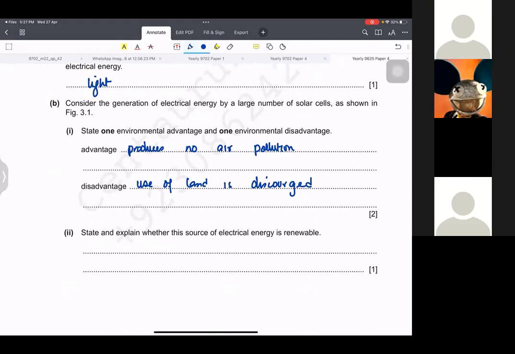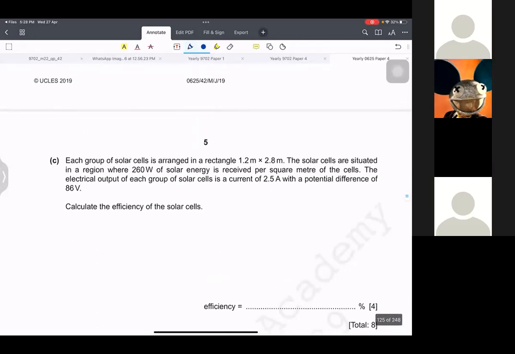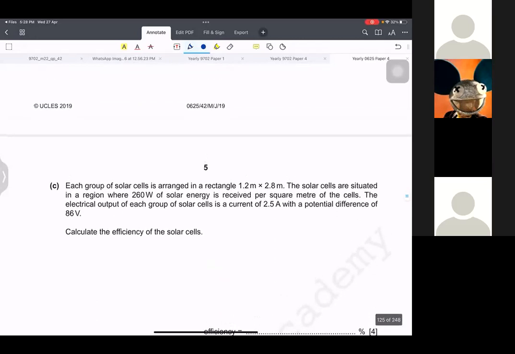State and explain whether this source of electric energy is renewable. It is renewable, as we always get light from the sun. So it doesn't use anything, right? Just converts it. So a group of solar panels, okay. So you got 260 watt in 1 square meter.